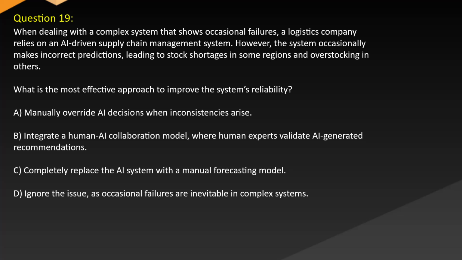A. Manually override AI decisions when inconsistencies arise. B. Integrate a human-AI collaboration model where human experts validate AI-generated recommendations. C. Completely replace the AI system with a manual forecasting model. D. Ignore the issue as occasional failures are inevitable in complex systems.